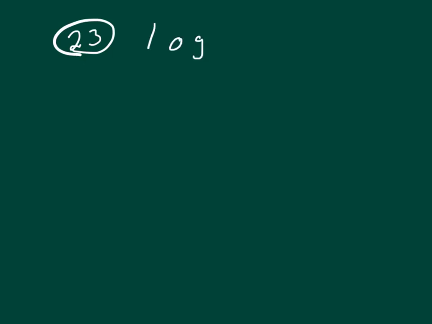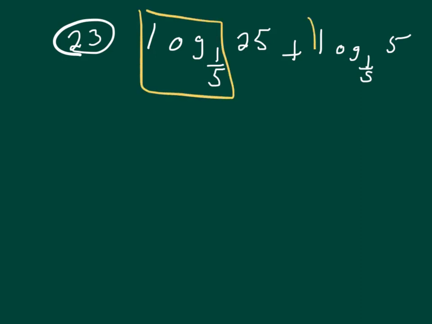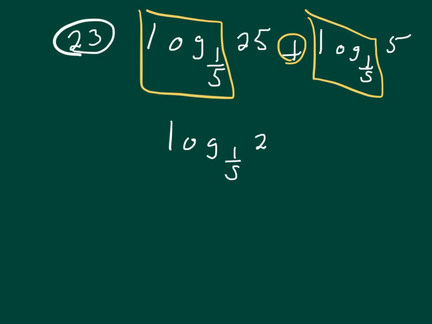So I have log base 1/5 of 25 plus log base 1/5 again of 5. Okay, so I see here, how many logs do I see? 2. How many logs do I want to see? 1. I see a plus there, so plus means multiplication. So that gives me log base 1/5, and then I have 25 times 5. Now 25 times 5 is 125, so that's log base 1/5 of 125.